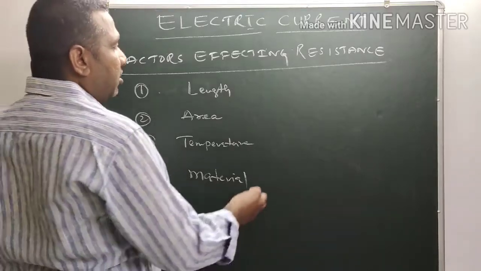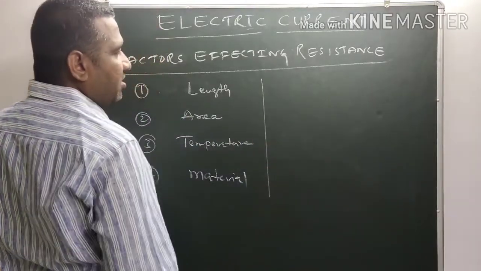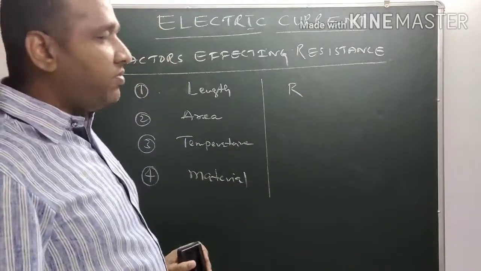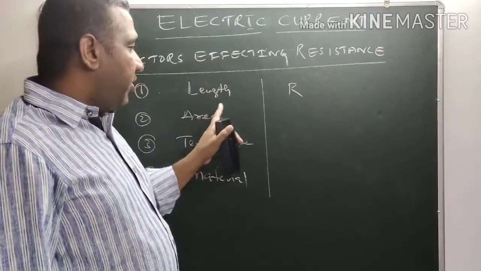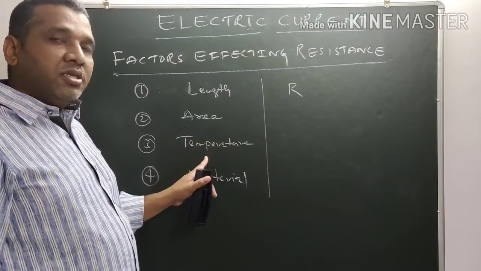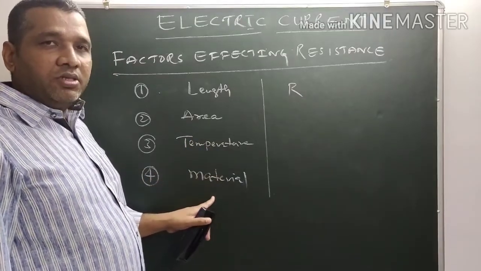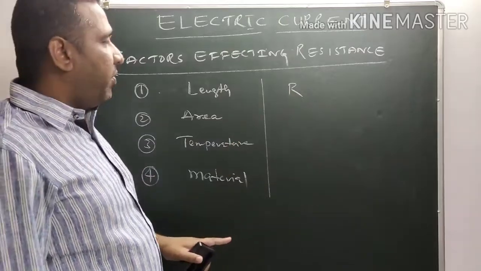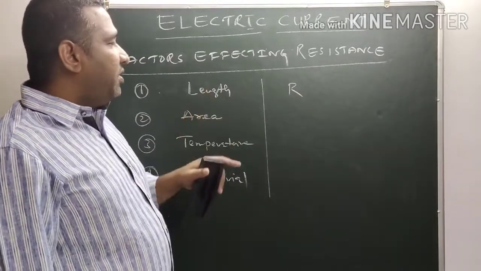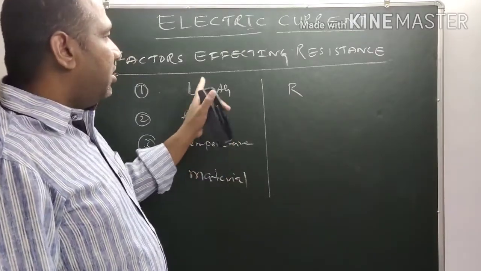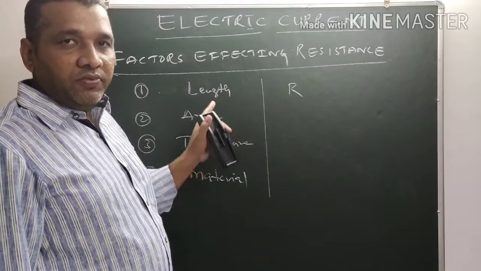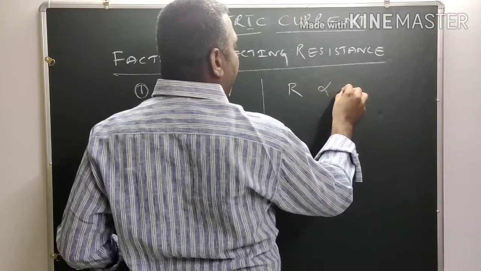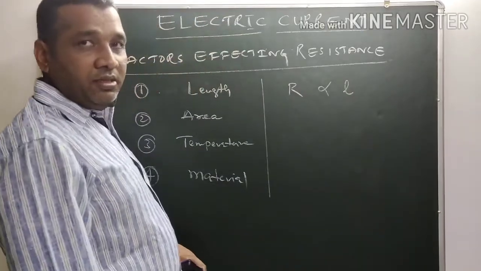So based on these factors, as I said, the resistance value will depend on its length, its area, its temperature, and the type of material with which a resistor was made. Now, how will the resistance value change with respect to the length? The resistance value will always be directly proportional to the length.